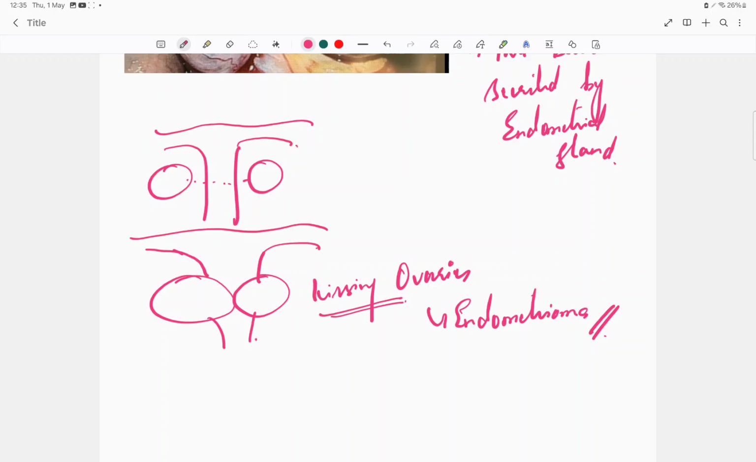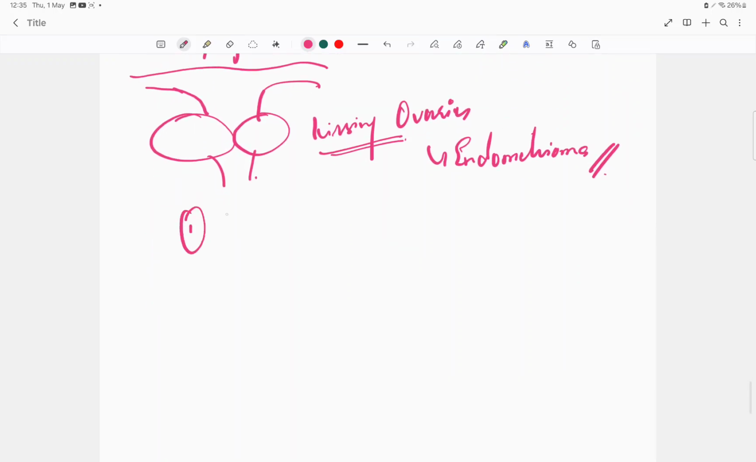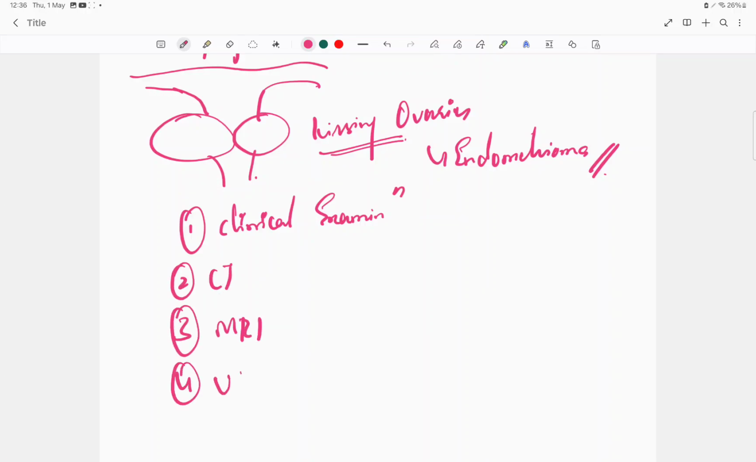Since the ovaries are so huge, obviously you can feel them during vaginal examination. When you keep the finger in the vagina, you can feel the fornix having a mass, which is this big, enlarged ovary. Sometimes it may undergo torsion, or cyst rupture can occur. These are the complications. It can be easily diagnosed with clinical examination, and then CT, MRI and USG are all used to diagnose endometrioma. Understood?